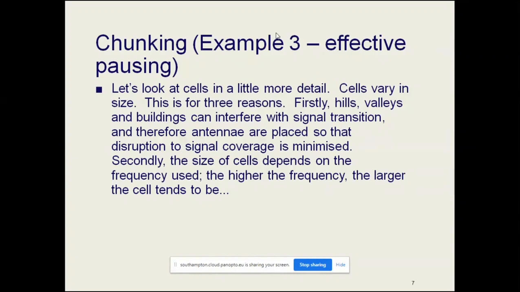Let's look at cells in a little more detail. Cells vary in size. This is for 3 reasons. Firstly, hills, valleys and buildings can interfere with signal transition, and therefore antennae are placed so that the disruption to signal coverage is minimised. Secondly, the size of the cells depends on the frequency used. The higher the frequency, the larger the cell tends to be.